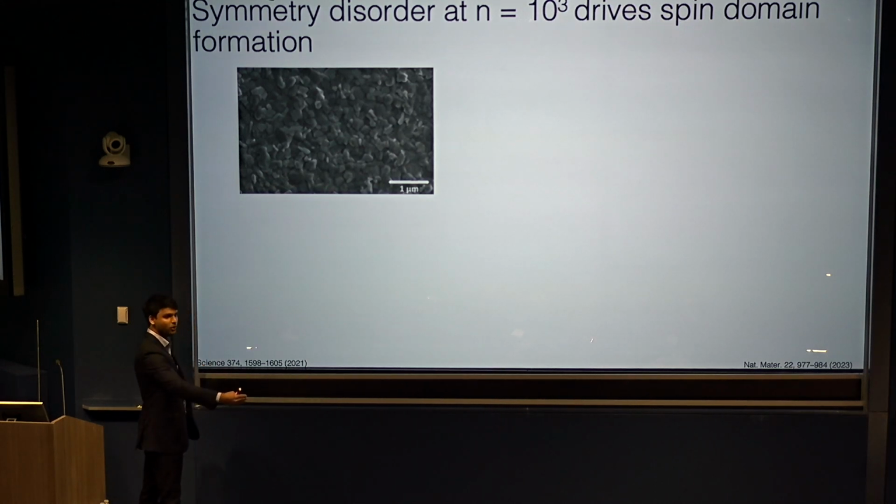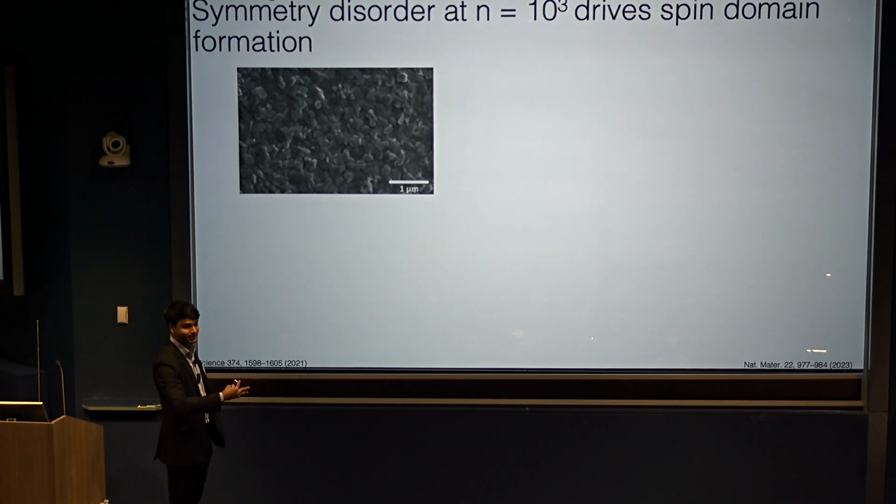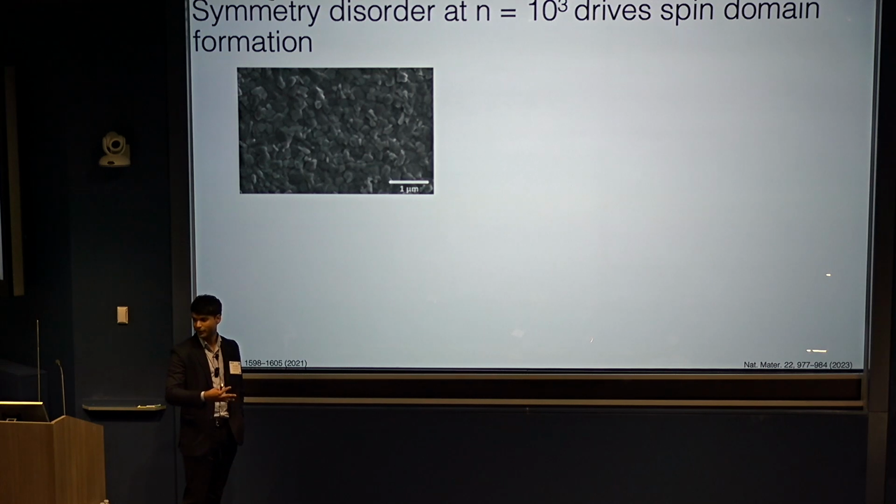It doesn't need to be local fluctuations. Here, n is 10 to the 3. My translation operator is pretty well defined locally. It's just that when I go far enough, suddenly something changes.